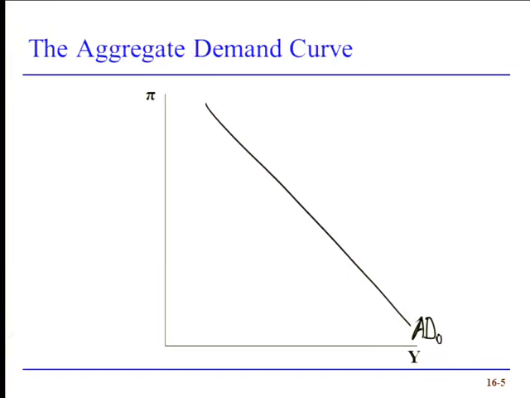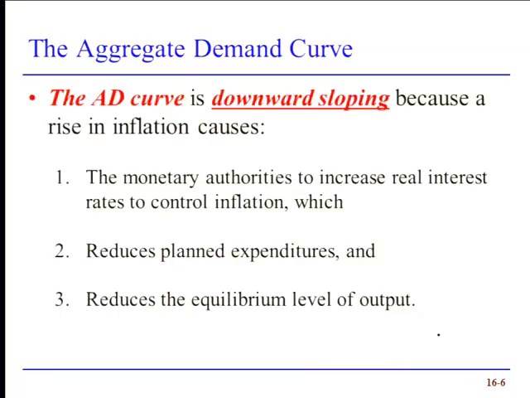Again, just remember that all we're saying is when inflation goes up, the real interest rate will rise. A higher real interest rate increases the cost of borrowing. There will be less borrowing, and that also means there will be fewer expenditures. Fewer expenditures means less economic output. That's what this aggregate demand curve shows us. And that's what that slide says.